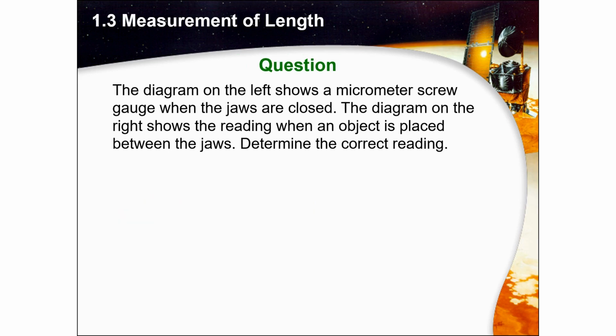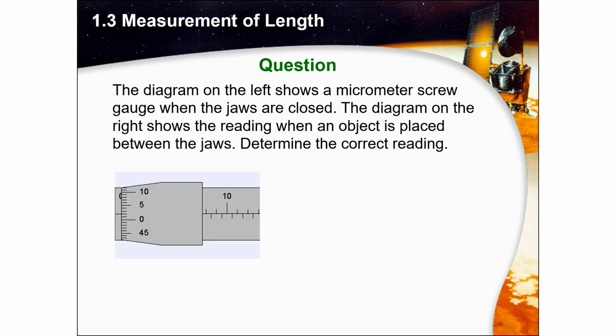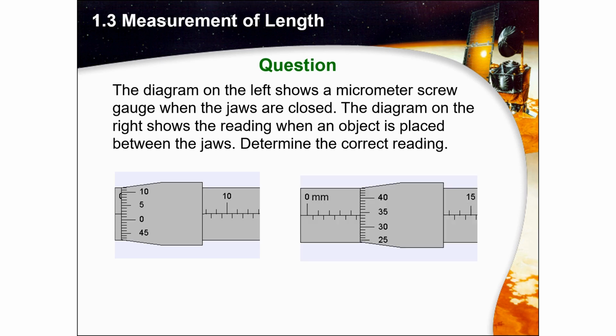You can see the left one is the reading of the micrometer screw gauge when the jaws are closed, and then the right side when the object is placed between the jaws. You can see the 0 of the thimble lies below the 0 of the datum line. So that means, yes, good, it is the positive zero error. If you see the 0 to the datum line, there are 2 steps, so that means it is positive 0.02.